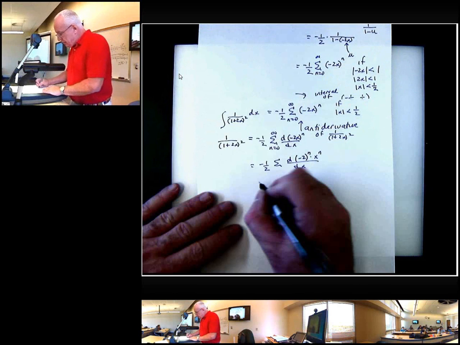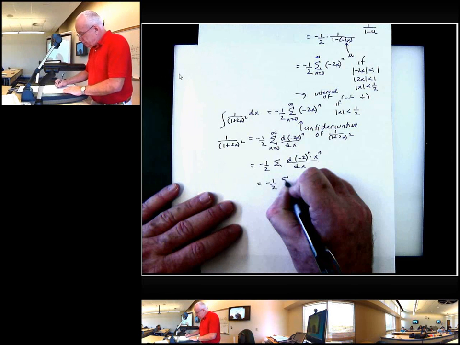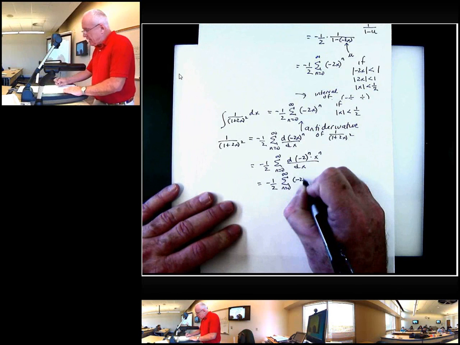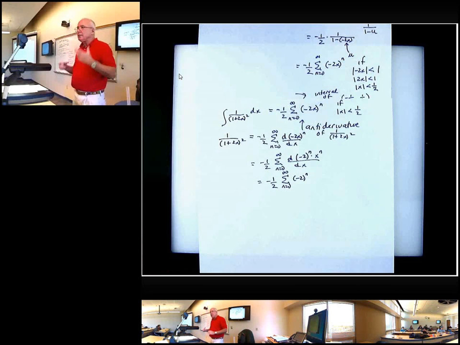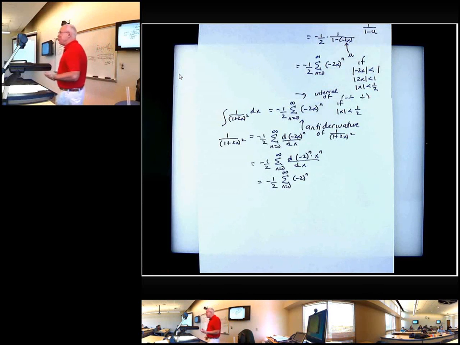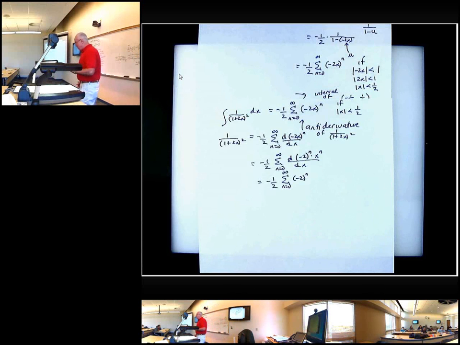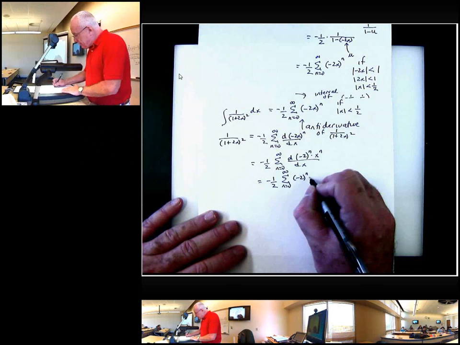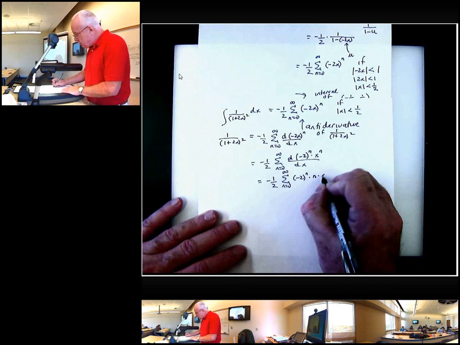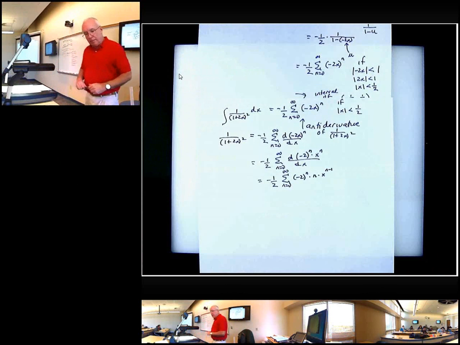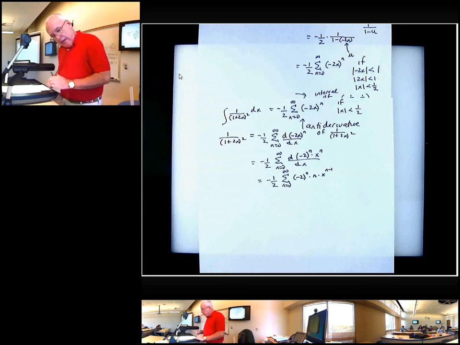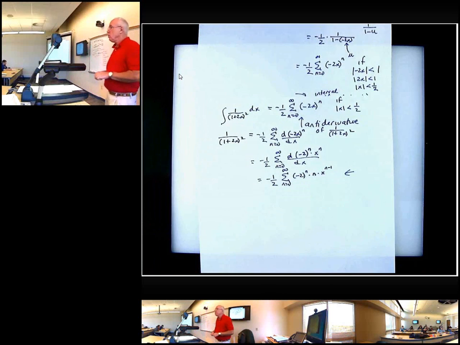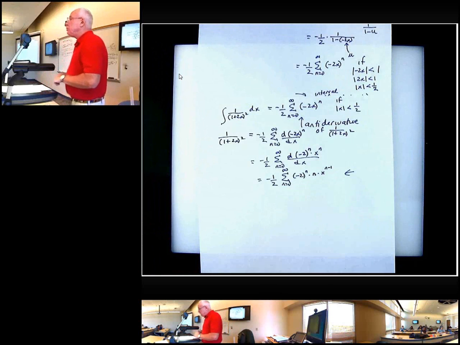So it's going to be minus 1/2 summation from 0 to infinity. The minus 2 to the n is not going to change. That is a constant. We're not going to be reducing its exponent by 1. But the x here, I'm going to bring down the n and then lower it to x to the n minus 1 power. And then this here is a good enough answer. That is my power series representation.